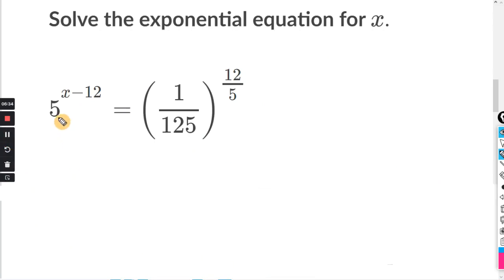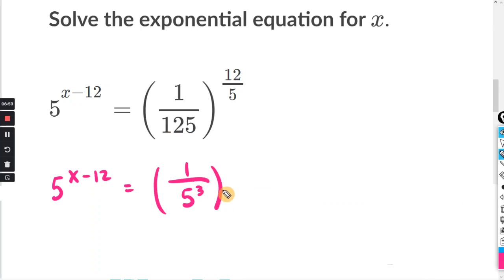Okay, so here we have a 5 and a 125. I know that I can convert 125 to 5 to the third. So I'm going to keep the 5 to the power of x minus 12. And I'll keep the numerator 1, and 125 is the same as 5 to the third. And that is to the power of 12 over 5.